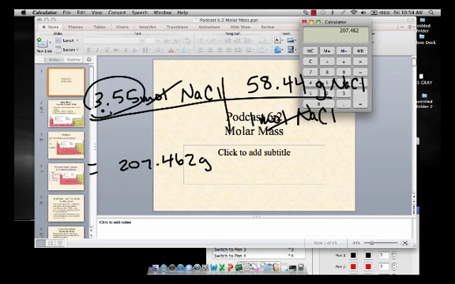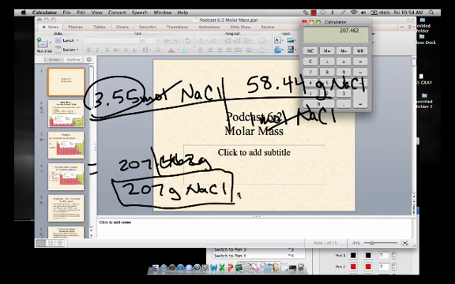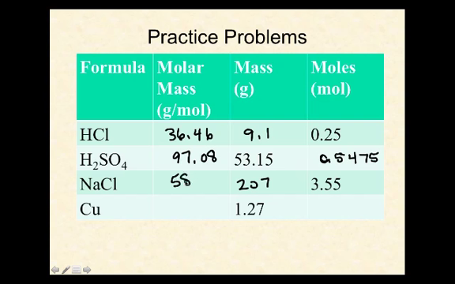1, 2, 3. So I don't need any of that. Just the 207 grams of NaCl. That's all there is to it. Using the T-table. That's pretty nifty, isn't it? I know you were afraid of T-tables because it seemed really hard before, but it's not that bad, I promise. So we had 207 grams and 3.55 moles of sodium chloride.